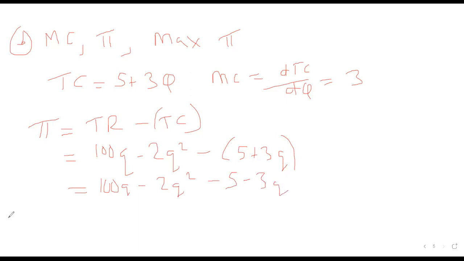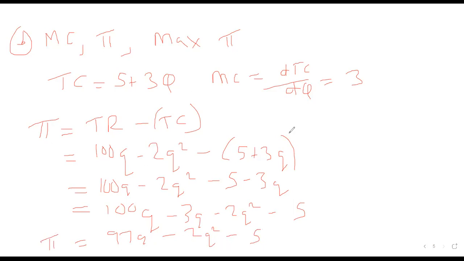All right. So here we're going to have 100Q minus 3Q, minus 2Q squared, minus 5. We arrange them in order. So this will give us 97Q minus 2Q squared minus 5. So this is our profit function.